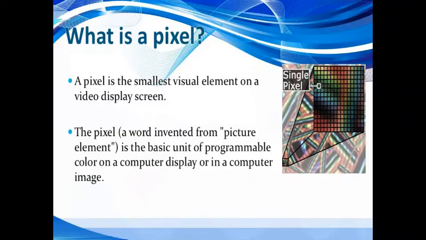What is a pixel? A pixel is the smallest visual element on a video display screen. The pixel, a word invented from picture element, is the basic unit of programmable color on a computer display or in a computer image. So pixel stands for picture element, and this is the smallest unit. A pixel is represented by a dot or a square, the smallest dot which can represent your monitor screen and your smartphone screen. If you have more megapixels, your image is clearer.